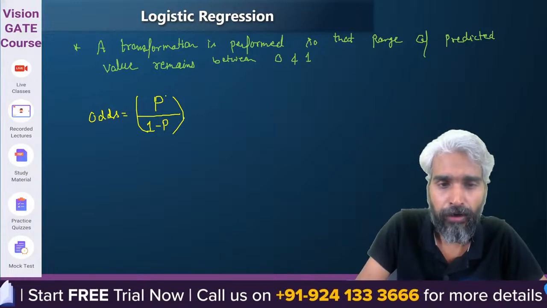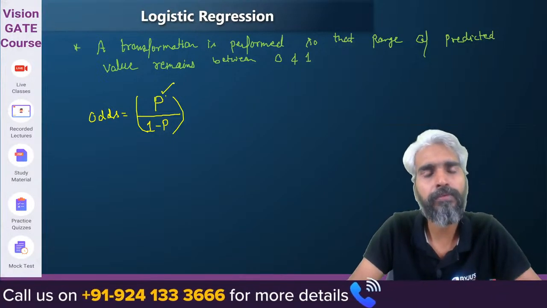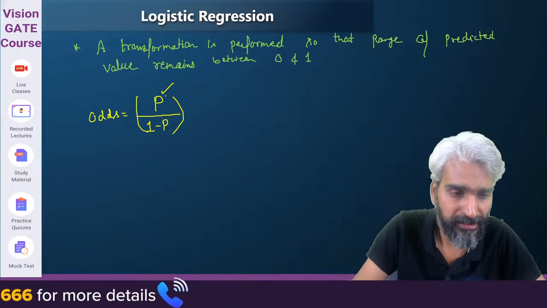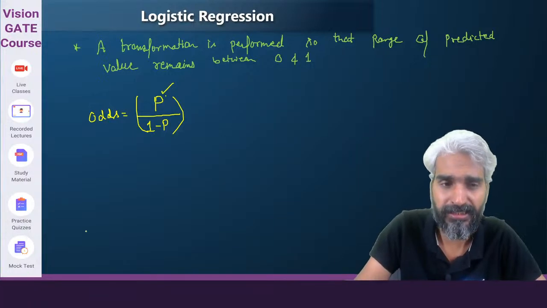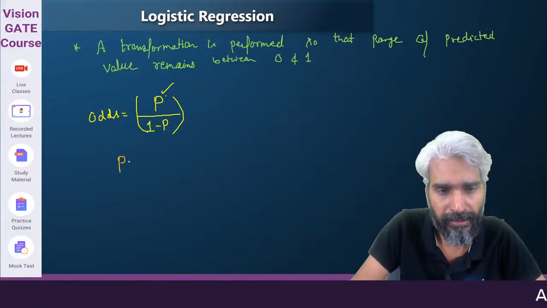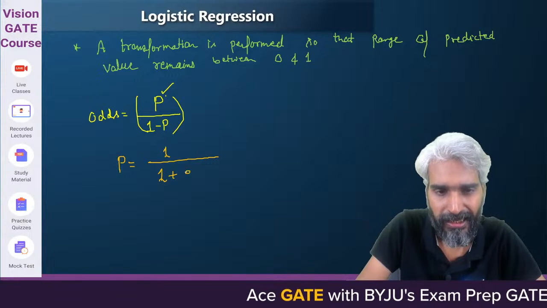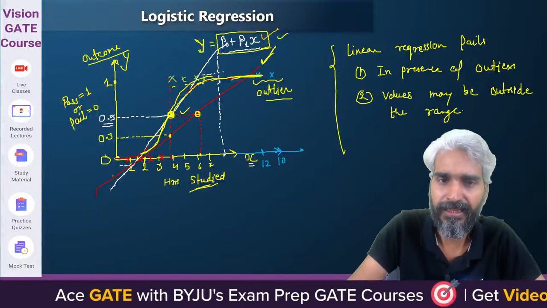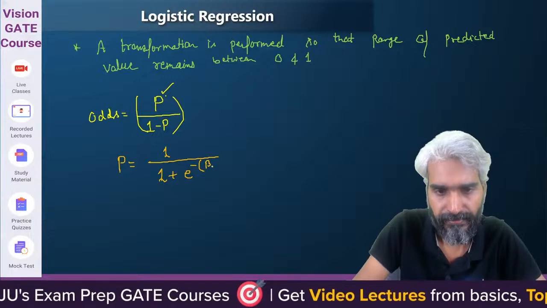But how do we actually perform a transformation so that we get the value of probability? Please try to understand. I'll explain how that equation is derived, but the probability is defined as 1 upon 1 plus e raised to the power minus of, what is the equation of the line? The equation of the line is beta 0 plus beta 1 x.